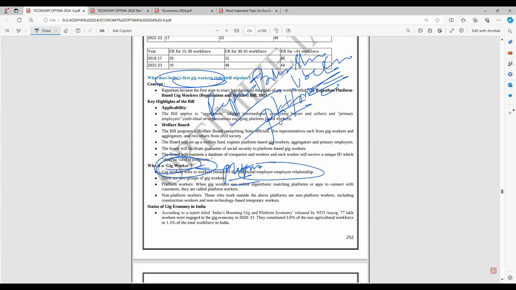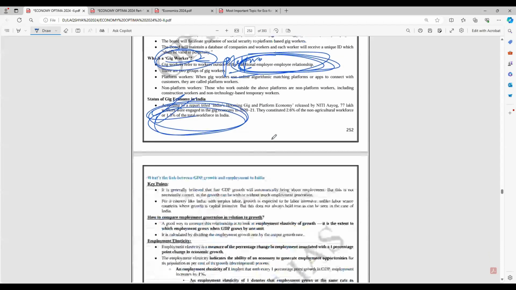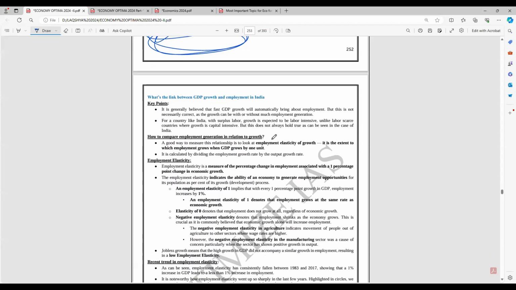Gig workers means they do not have any employee-employer relationship. They work for many platforms. Gig worker is called platform worker also, platform economy. So guys, they can ask you the number of workers employed in this. So guys, 1.5% of the total workforce in India is employed in the gig economy. Very, very important. So Rajasthan government has come out with a gig economy bill. I hope you know this.